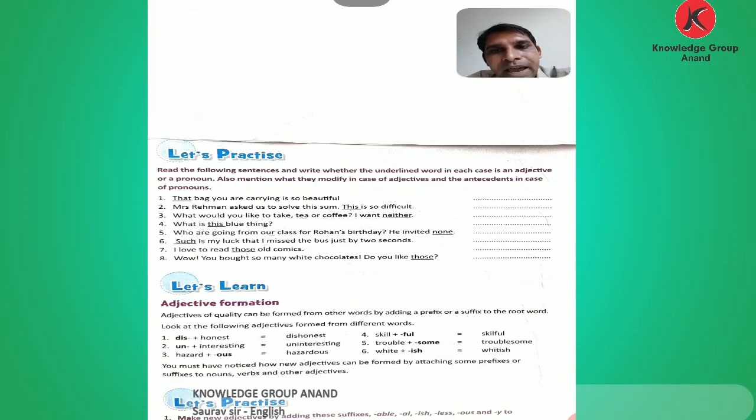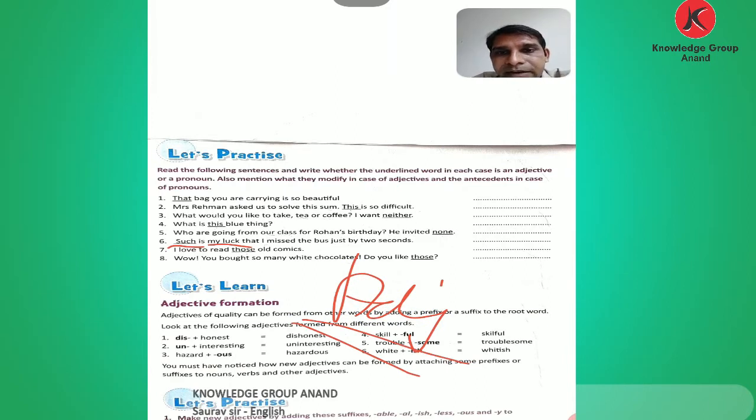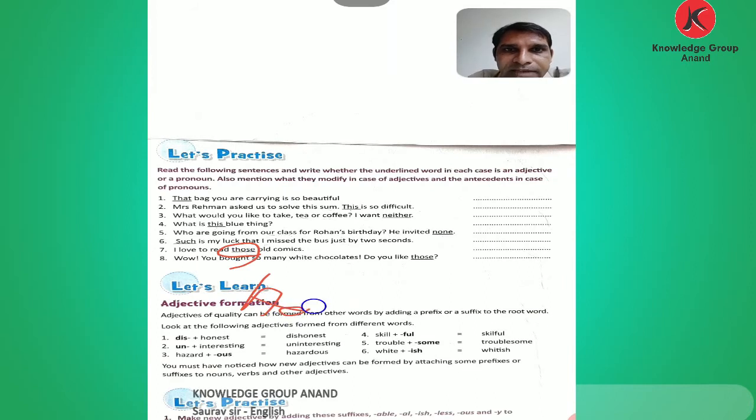Okay, now comes the sixth one: such is my luck. Such is my luck that I missed the bus just by 2 seconds. So here such is used as an adjective. It describes luck. In the 7th one: I love to read those old comics. So here those is used as an adjective, describing comics.